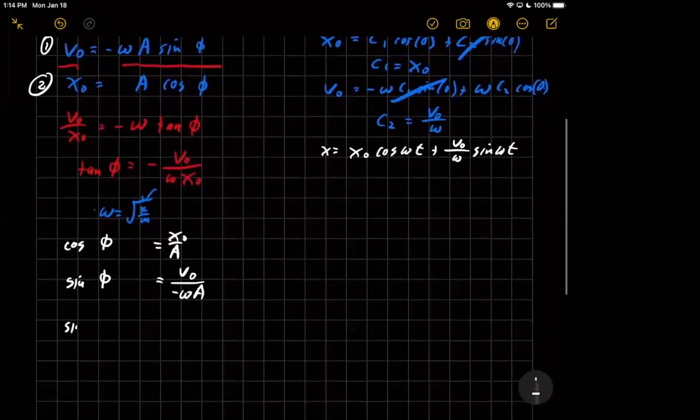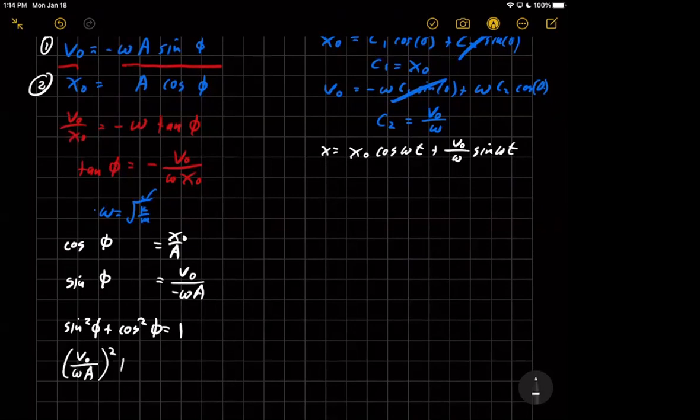Now, hopefully you remember that sine squared of an angle plus cosine squared of an angle is equal to 1. So we could rewrite this as sine squared of phi being v naught over omega A, and we'll square that. You can leave out the negative because we're going to square it.